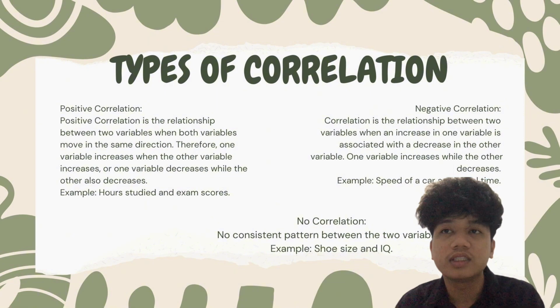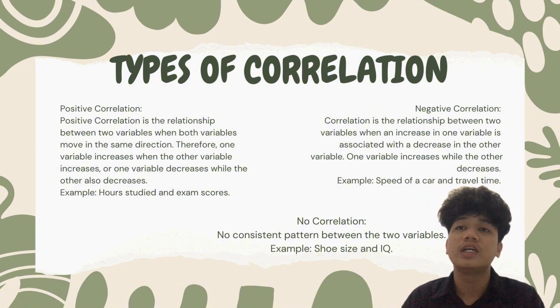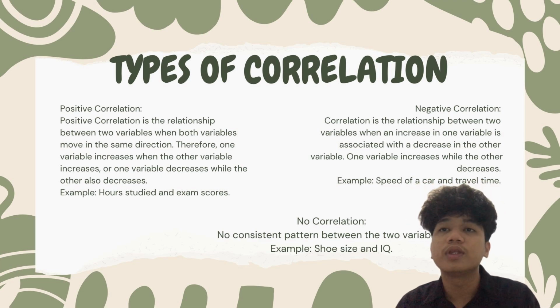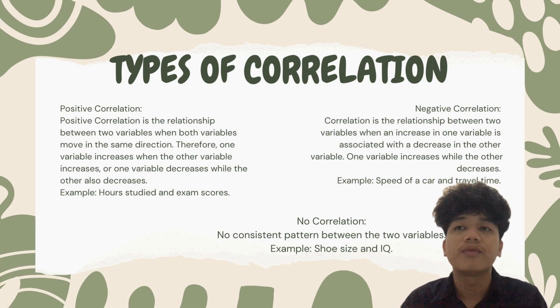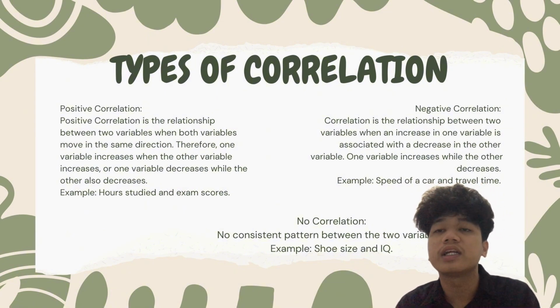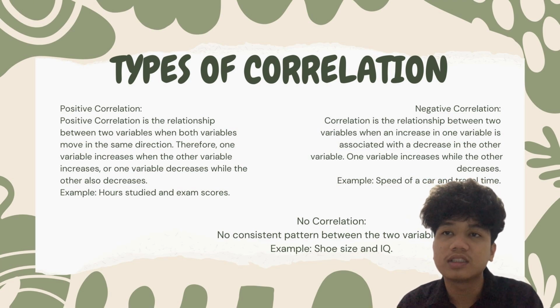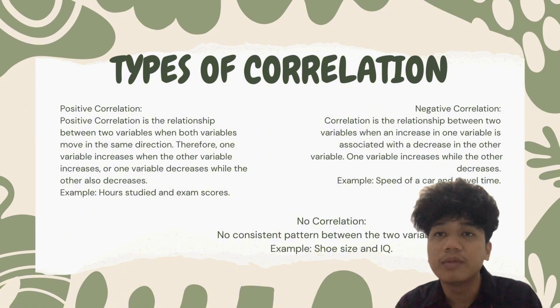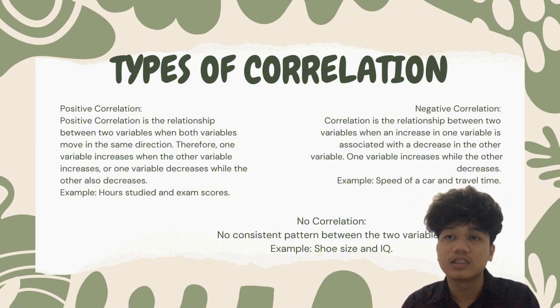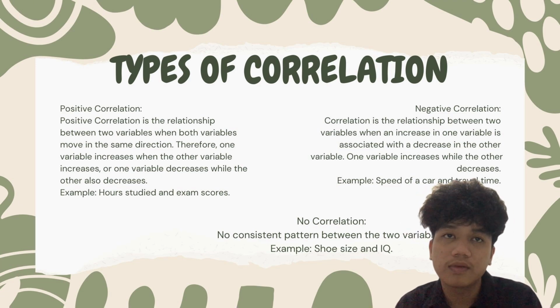Types of correlation. Number 1, positive correlation. Positive correlation is the relationship between two variables when both variables move in the same direction. Therefore, one variable increases when the other variable increases, or one variable decreases when the other also decreases. Example, hours studied and exam score.